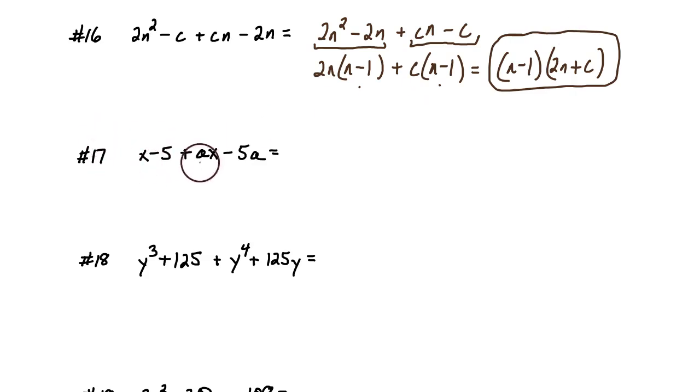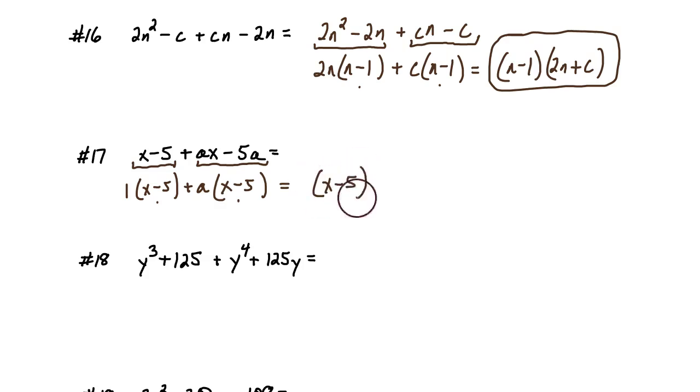Number 17 also has 4 terms, so let's use grouping. I think we'll be okay if we leave it in the order that it is right now. Group this and group this. The only GCF of x minus 5 is a 1 times x minus 5. Over here, they both have an a, so we can factor out a positive a, leaving x minus 5. Notice there's an x minus 5 common to both, so factor that out. That's called the greatest common factor. And then in parentheses, put the other numbers, the 1 and the positive a.